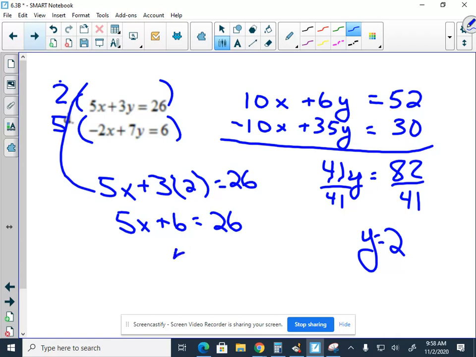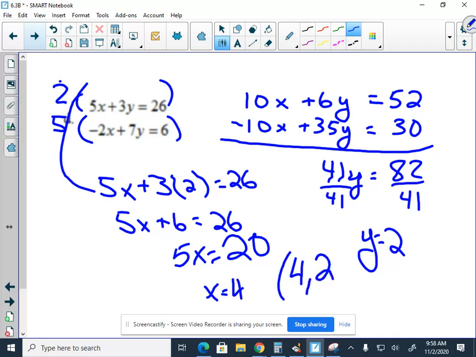Subtract 6 from each side. Again, I don't always show the work now. We're at a place in algebra where I can understand what you did. You subtracted 6 from each side. The 6 on the left disappeared, and it took 26 down to 20. Make sense? If I divide by 5, x equals 4. So our answer, 4, comma, 2.